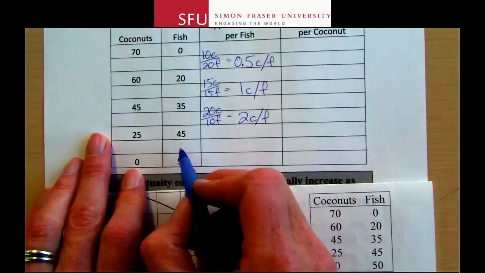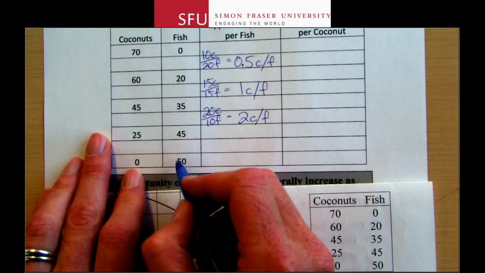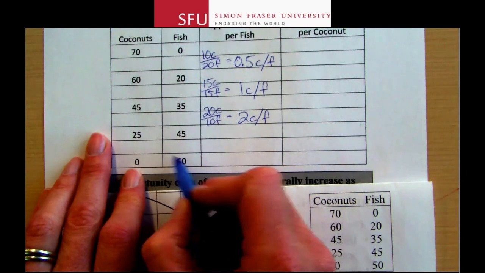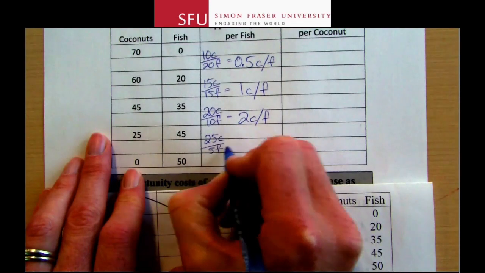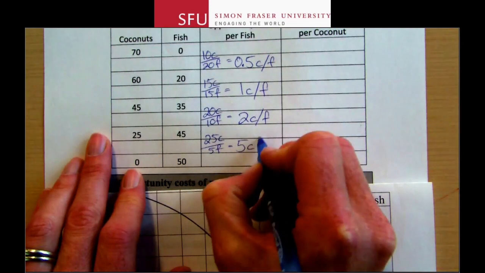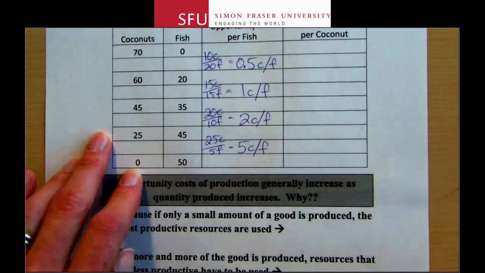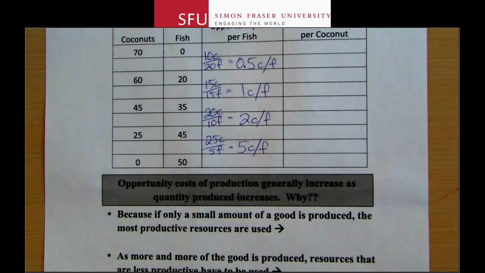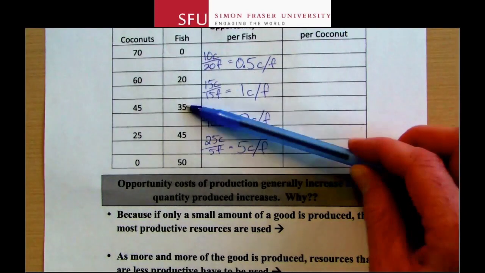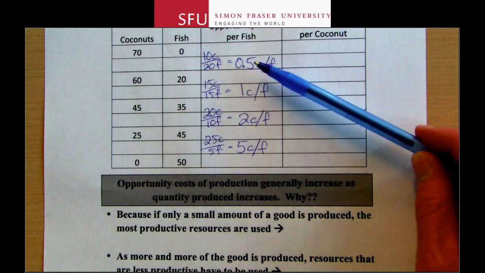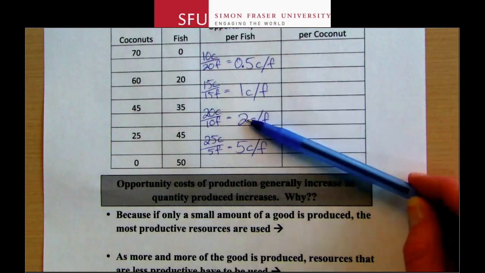Okay, last one, and this one actually, we did last class already. You get 5 fish, you give up 25 coconuts. Okay, now the opportunity costs there are increasing. As the economy tries to produce more and more fish, the cost will increase.